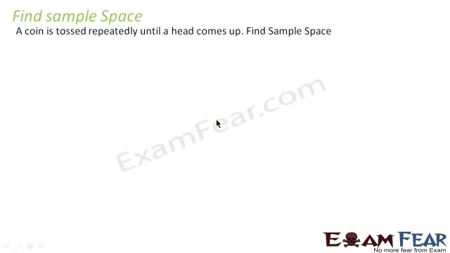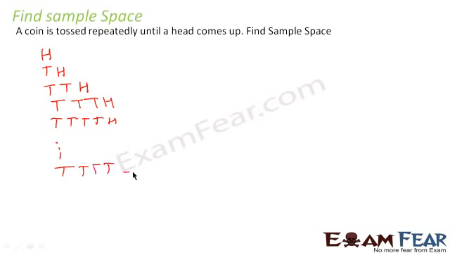We'll find one more sample space. A coin is tossed repeatedly until a head comes. Find the sample space. That means if a head comes in the first go, it stops. If a tail comes, he will toss again. If a head comes, stop. If tail comes in the first go and tail again in the second go, he'll keep on tossing until the head comes. So the sample space is something like this: you keep on tossing tails till you get a head, T, T, T, T, infinite tails till you get a head.